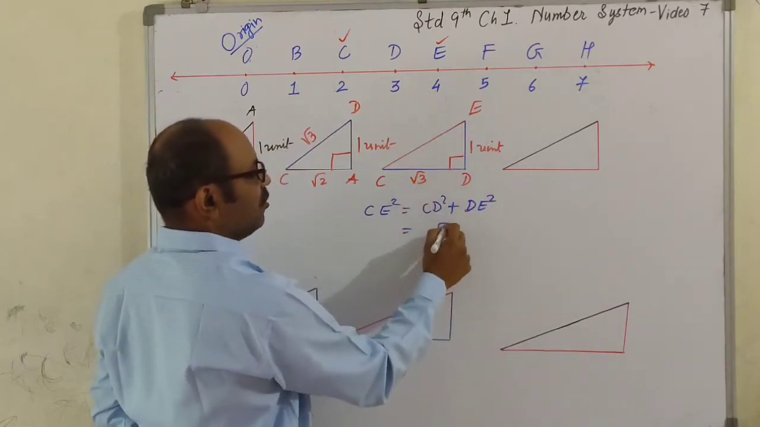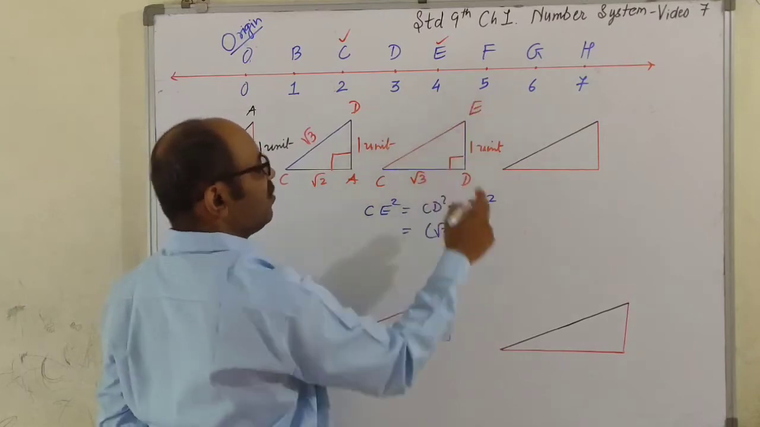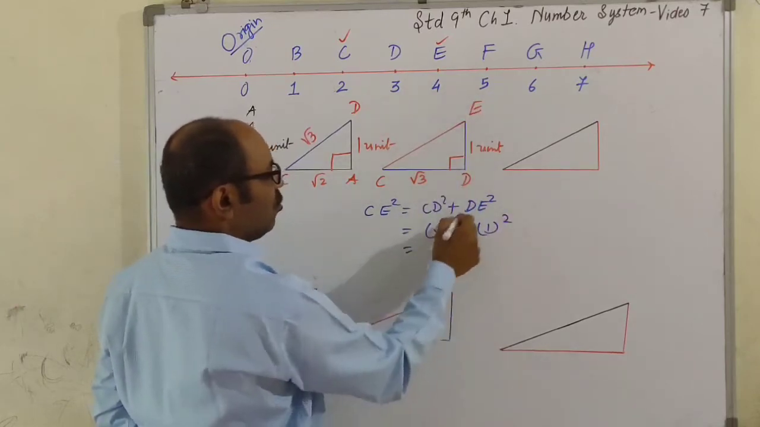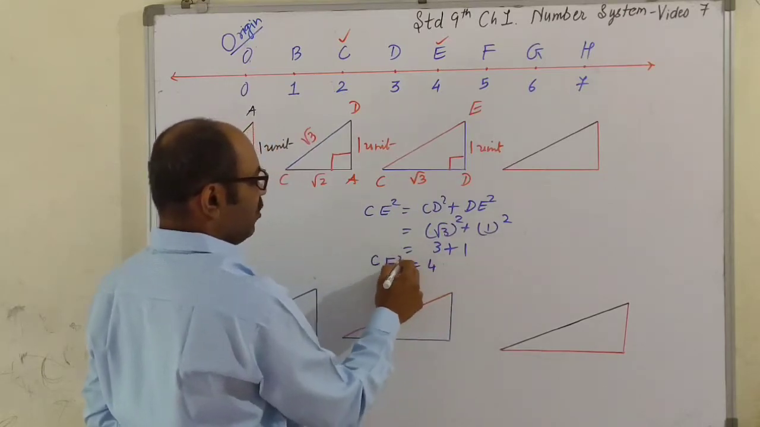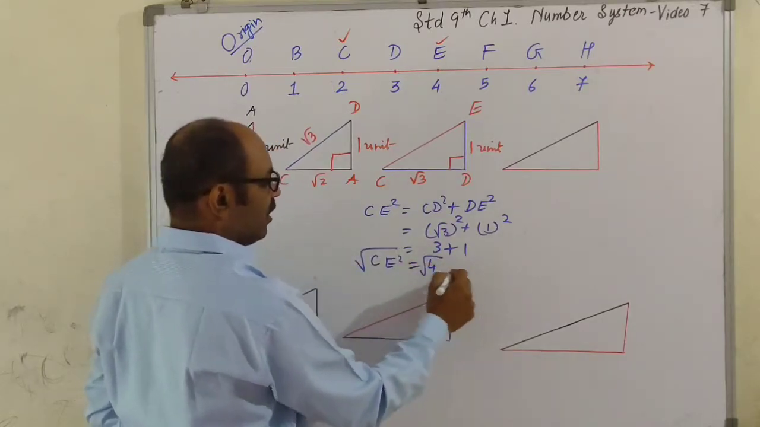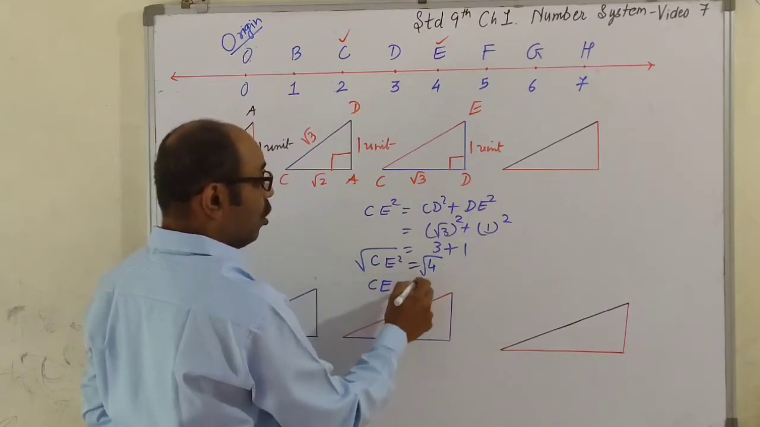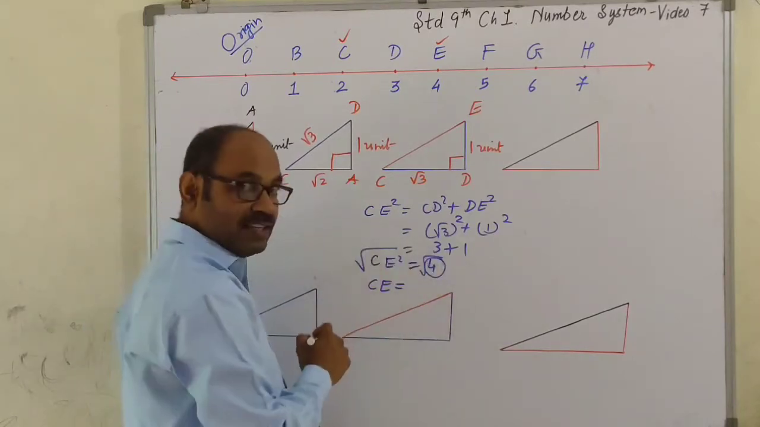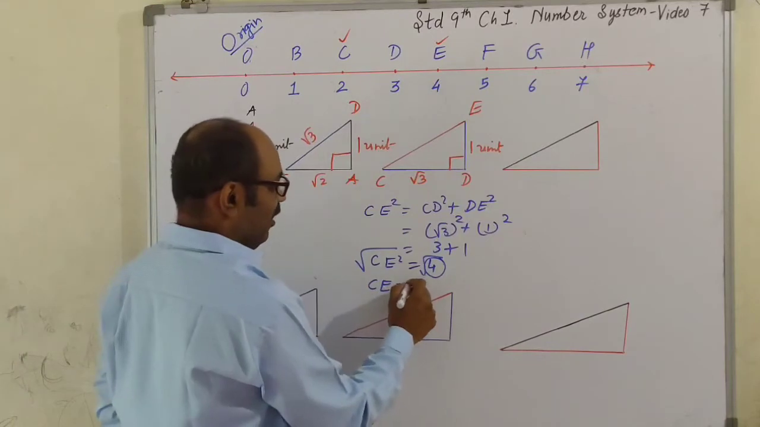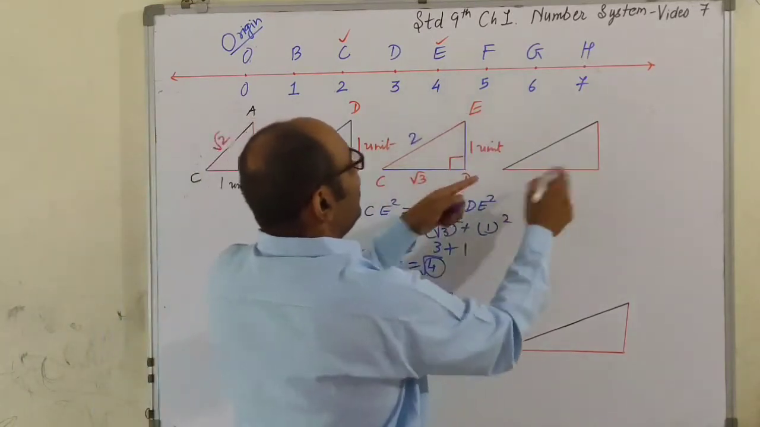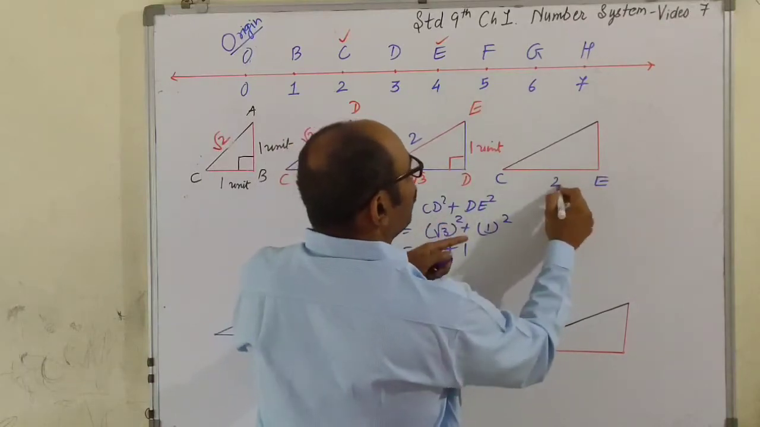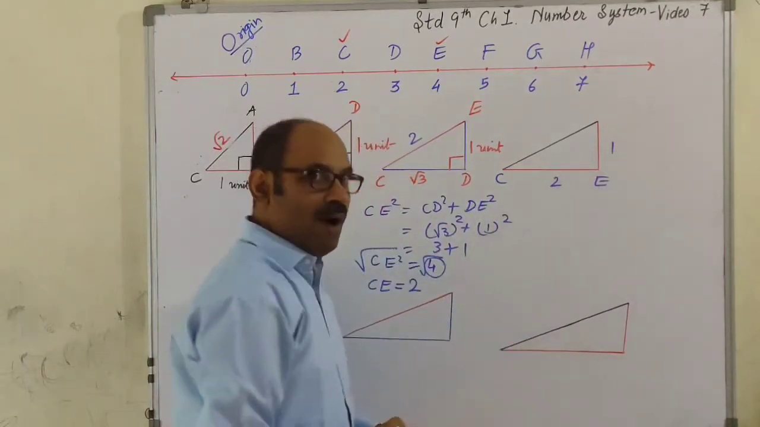CD is root 3, so root 3 square. DE is 1, so 1 square. So root 3 square is 3 plus 1 square is 1, so that is 4. CE square is 4. Taking square root on both sides, so CE square root got. Children, this is perfect square. Root 4 is 2. So this is 2 units. That CE I am taking it here. 2 units. Now this is 1 unit.